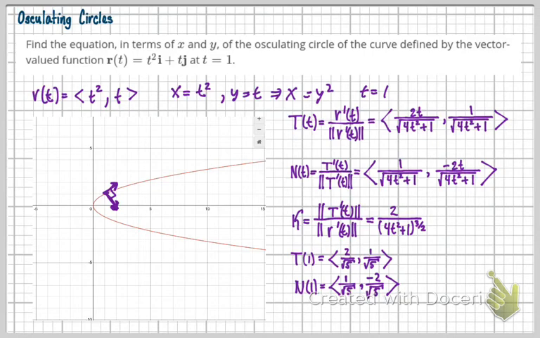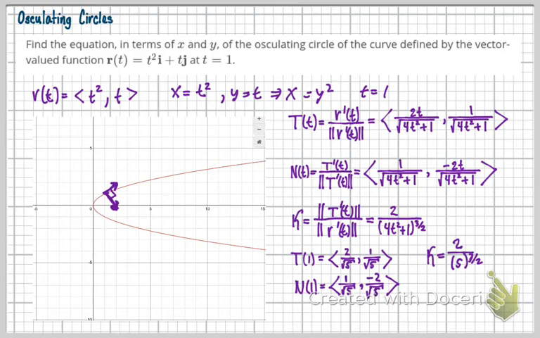That's something worth noting. So now let's talk about kappa, because we want that curvature as well. For that curvature, I'm just going to plug in 1 for t here as well. And that's going to end up being 2 over, not square root of 5, but 5 to the 3/2 power. So 2 over 5 to the 3/2 power.